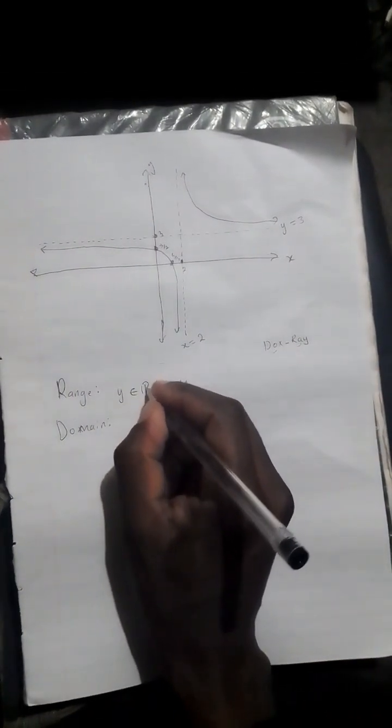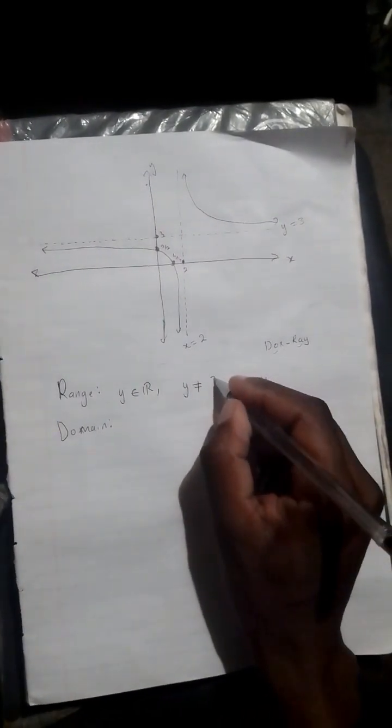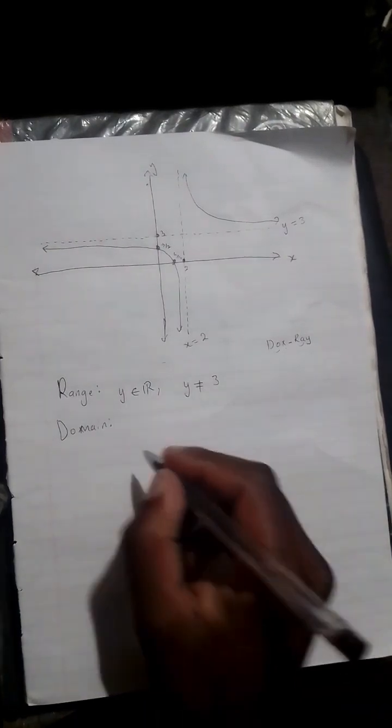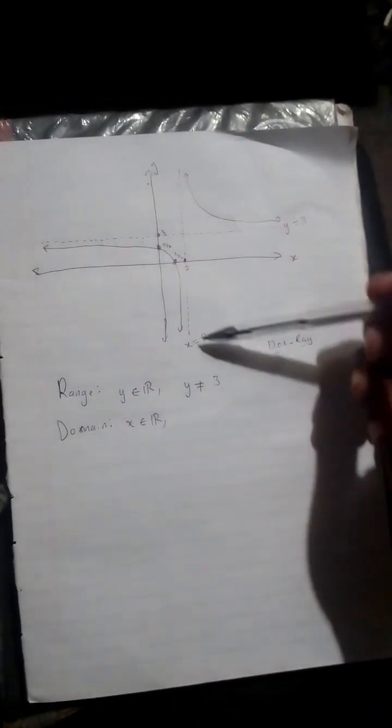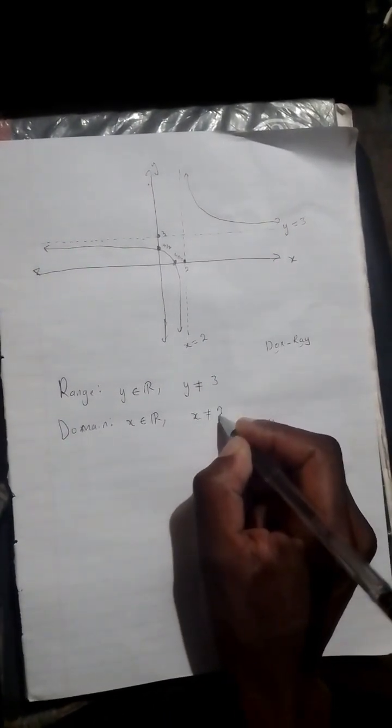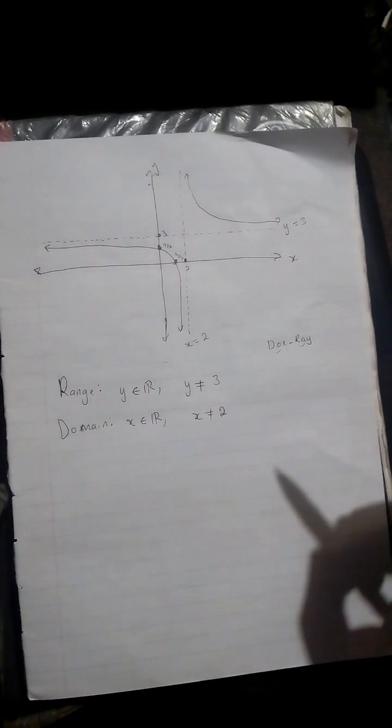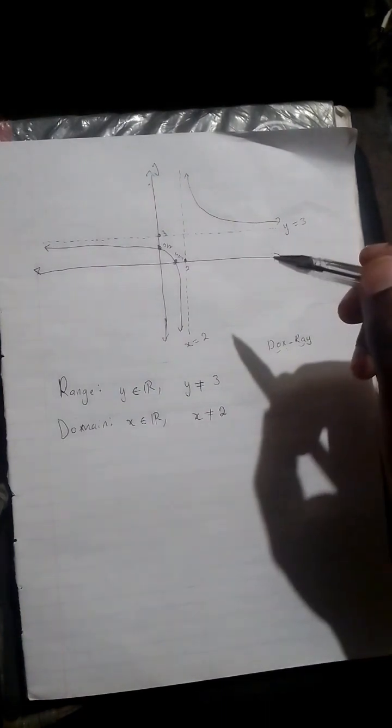So the range for this graph will be y is an element of real numbers, where y is not equal to 3. Remember, on this line it doesn't exist, when y is equal to 3, right? The same applies with domain: x is an element of real numbers, but for the x values it doesn't exist where x is equal to 2. Therefore it will be where x is not equal to 2. Perfect.